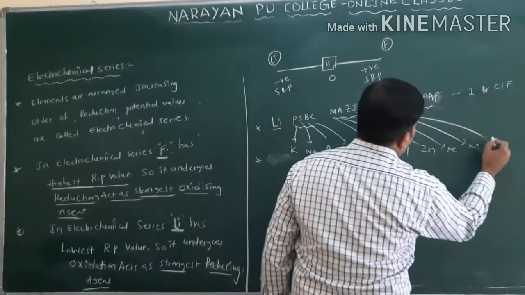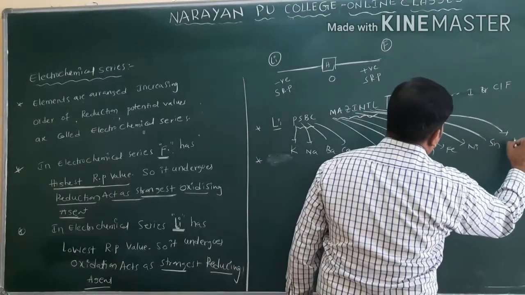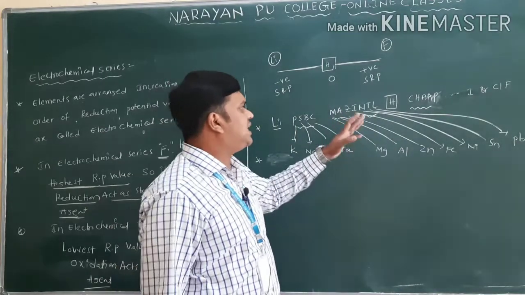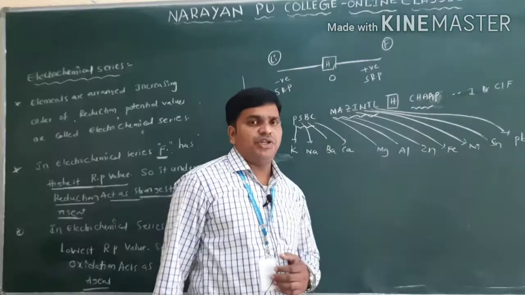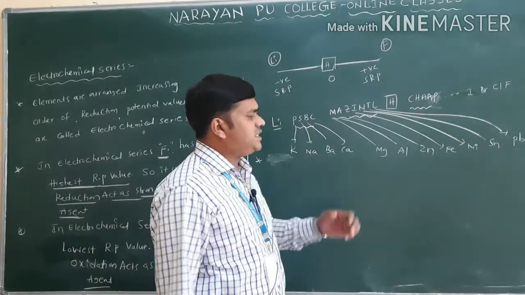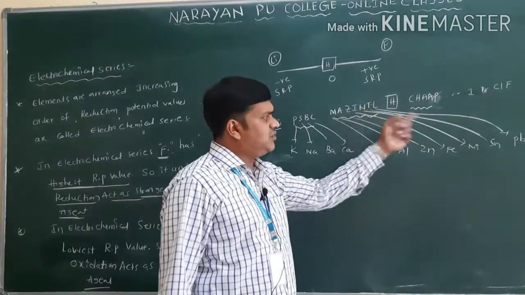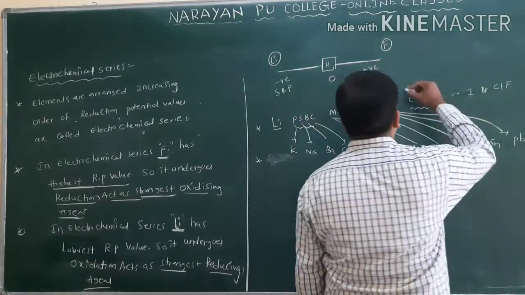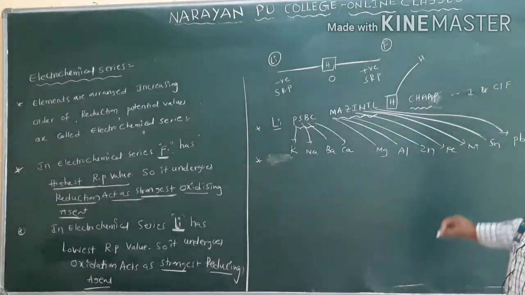What is the next one we have? T, that is tin. And next we have L, that is what? Lead. Again I am repeating: MaZintl. M stands for magnesium, A for aluminum, Z for zinc, I for iron, N for nickel, T for tin, L stands for what? Lead. Now you will see this is hydrogen.